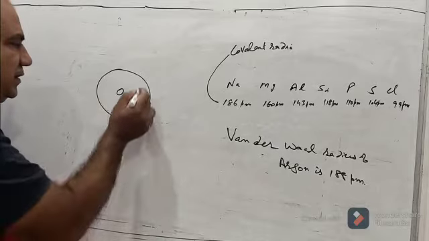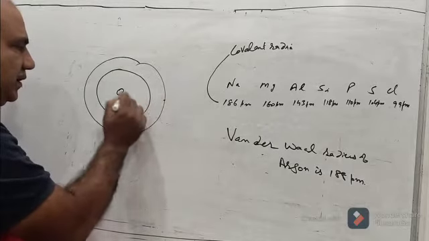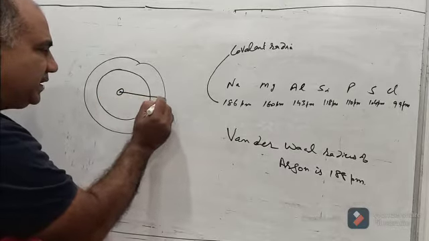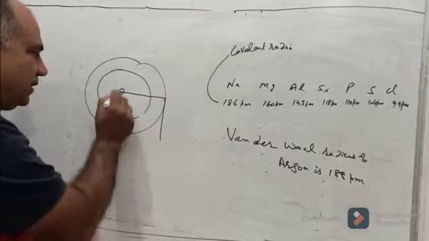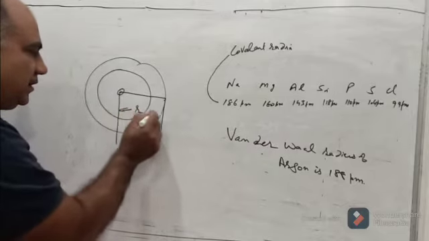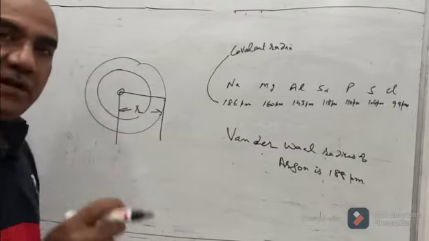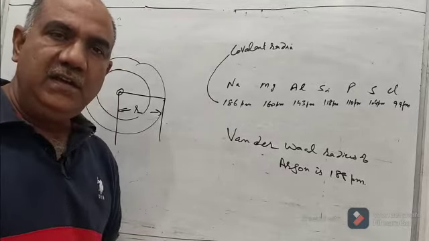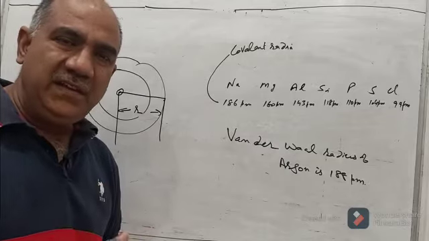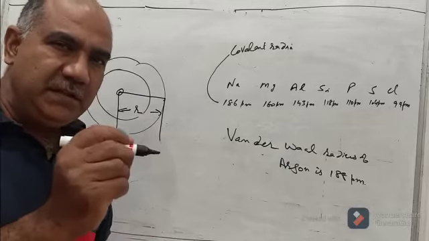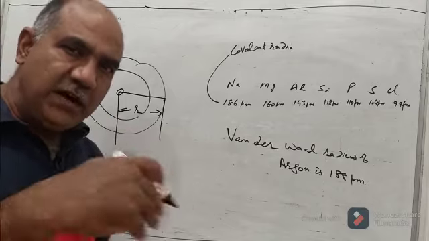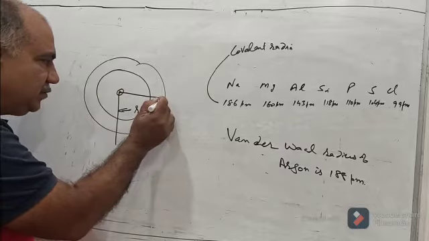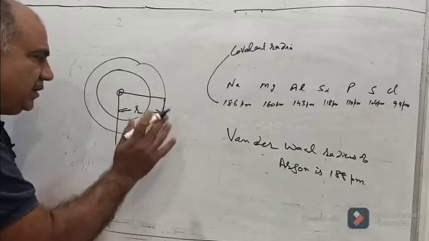Let us say this is nucleus and this is the outermost orbit. So the distance between the center and the outermost orbit is called atomic radius. Atomic radius of the atom of an element is the distance between the center of the nucleus to the outermost orbit. This is the center of nucleus, and this is the outermost orbit. So the distance between them is called atomic radius.